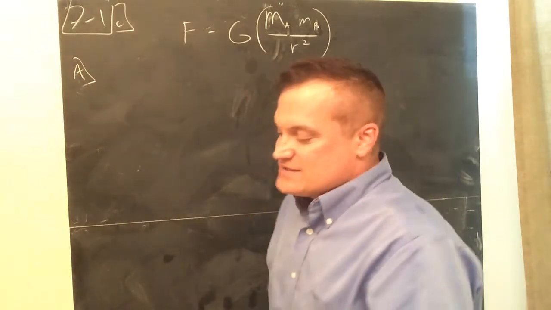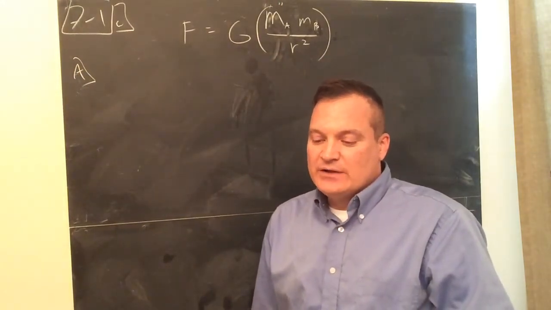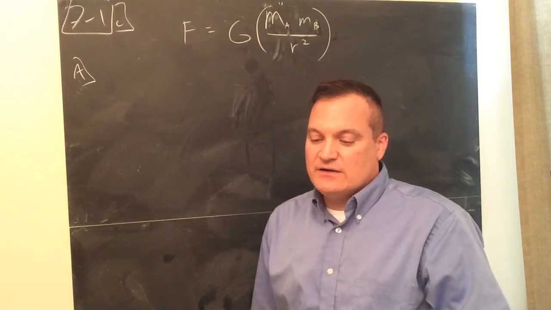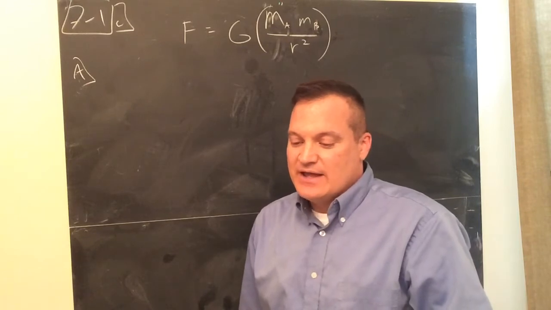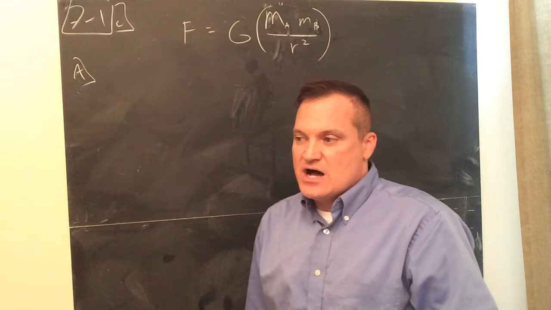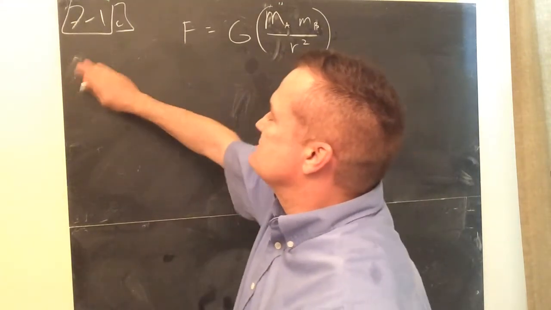Okay, A. So what is the gravitational force that the moon exerts on a 70 kilogram astronaut visiting the moon? And it says the radius of the moon is 1738 kilometers. I want to show you one other thing before I start, because this is in your notes.